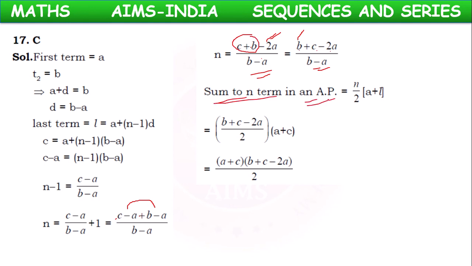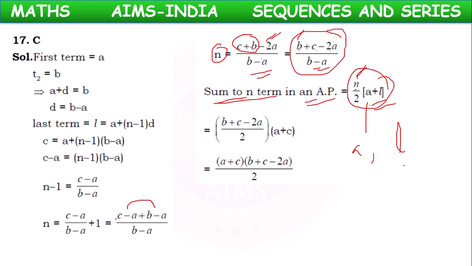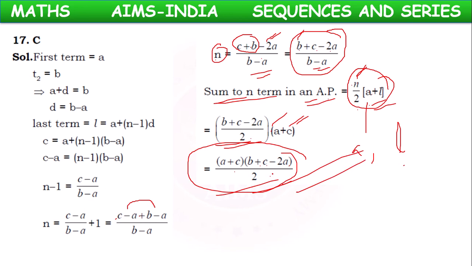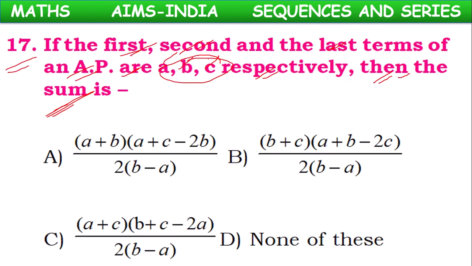But for the sum of n terms formula, we have n by 2 into a plus l. This is the formula for the sum of n terms if you know the first term and last term. But already we have calculated the n value, which is equal to this one. So in this formula, in the place of n, we can keep the n value. a value is a, l value, the last term, is c. We can keep here. So this is the answer: a plus c into b plus c minus 2a by 2. This is the value of the sum. So option C. Option C is right.